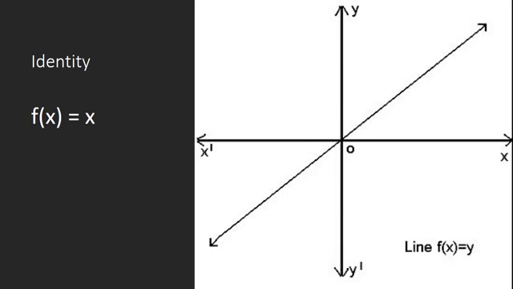So identity function is as simple as this. If you have x as your input, it gives you x. There's nothing big in it. So this is the graph of it, and whatever your curve is, you'll get the exact same curve.